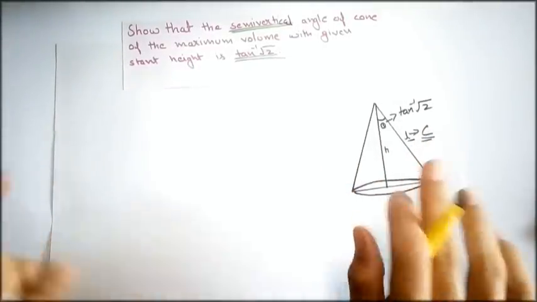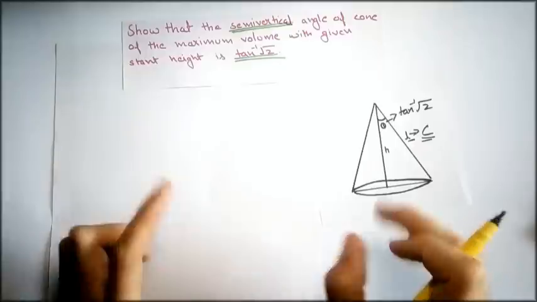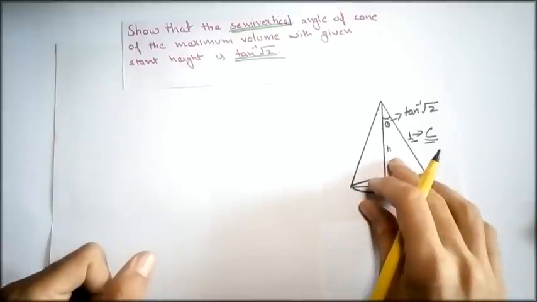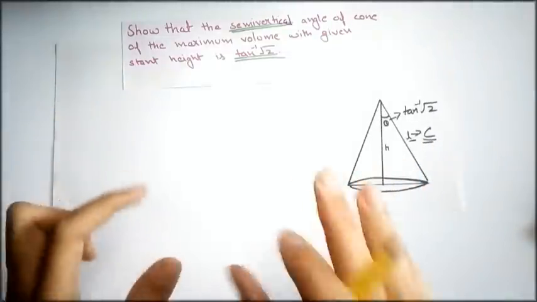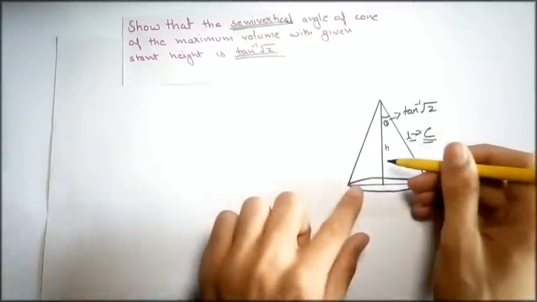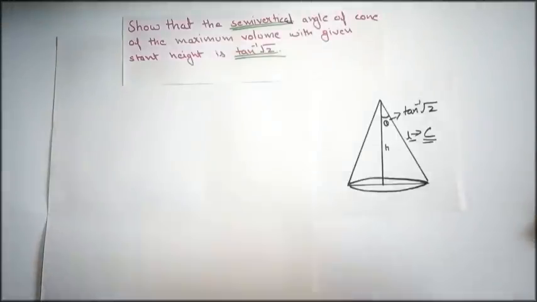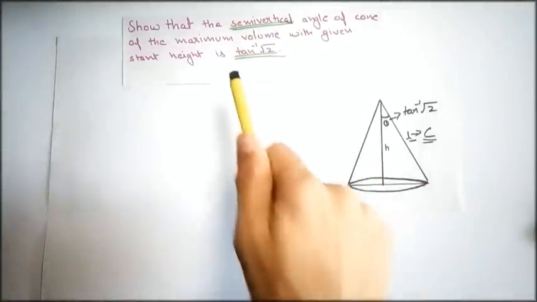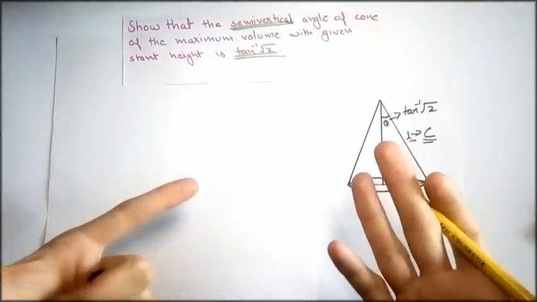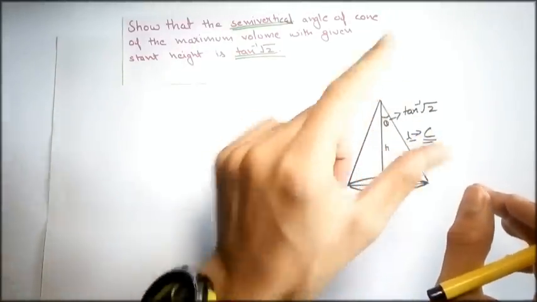Now a question arises: with respect to what will we differentiate? In maxima and minima you should know in which respect you are differentiating. First we need to know what is changing, because differentiating is finding the change. Here the height will change, the slant height will remain constant, and theta will change. We have to find tan inverse root 2, which is an angle, meaning theta. So we will differentiate with respect to theta.